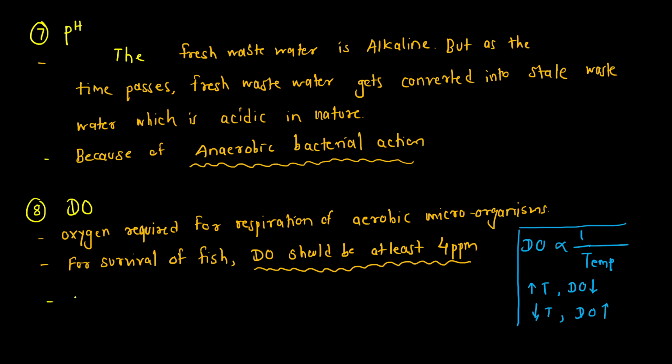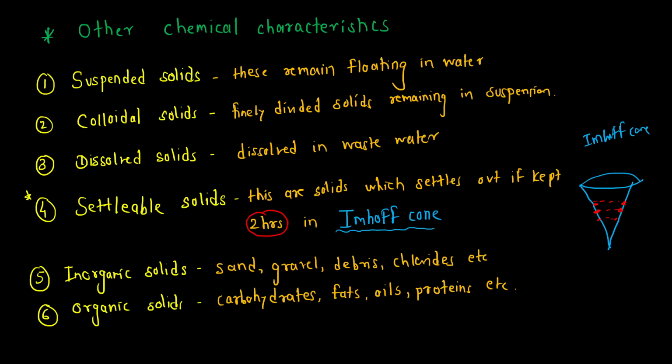Now the last point is the method with which we find out the DO. Which method is it? It is calculated by Winkler's method, same as discussed in water supply engineering. We have discussed this in detail there, so refer to the previous videos to get an idea of these chemical properties. So these are all the chemical characteristics of wastewater that we have seen.